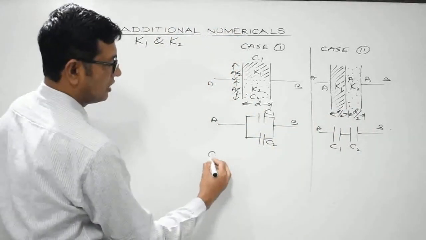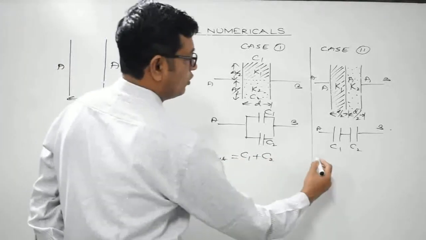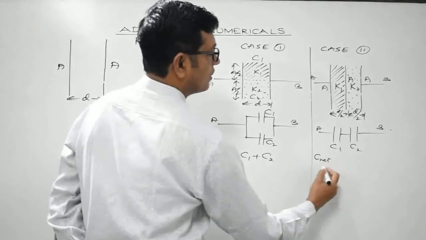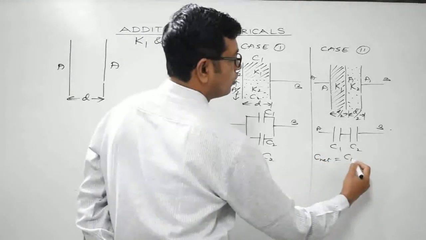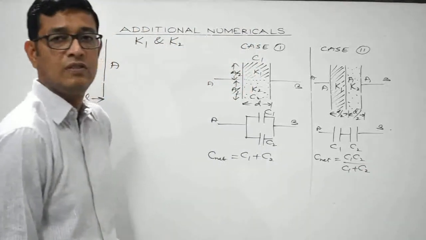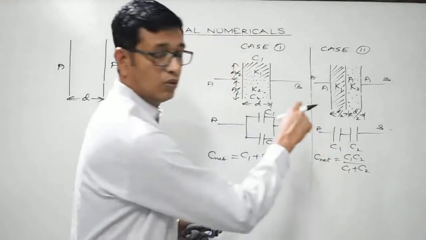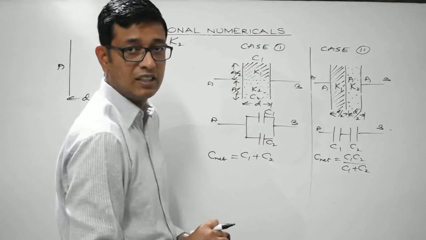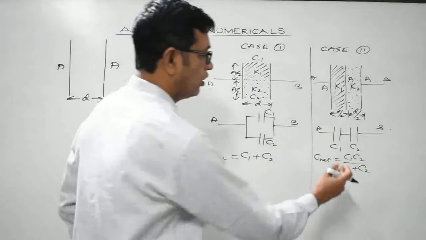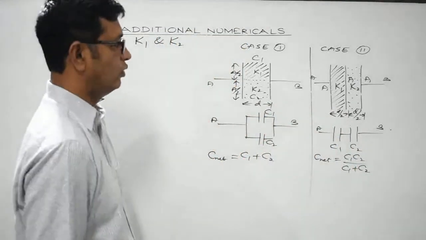Over here, since they are connected in parallel, what will be the net capacitance? C1 plus C2. Over here, what will be the net capacitance? C net equals C1 C2 divided by C1 plus C2. This has come from the formula 1 by C net is equal to 1 by C1 plus 1 by C2. After evaluating, you will get this. Now simply we need to substitute the values, right?